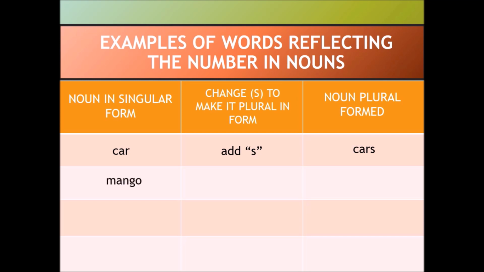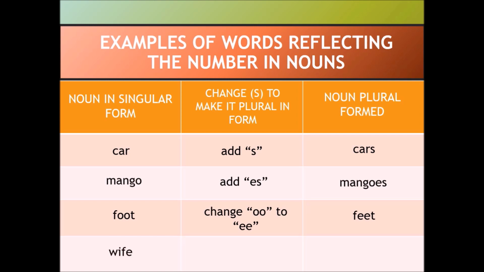Next word is mango. We add es, then it becomes mangoes. Then the third word is foot. You change double o to double e, and now it is feet. And the last word or noun to be changed to plural is wife. We change f to v and add s. So it results to wives.